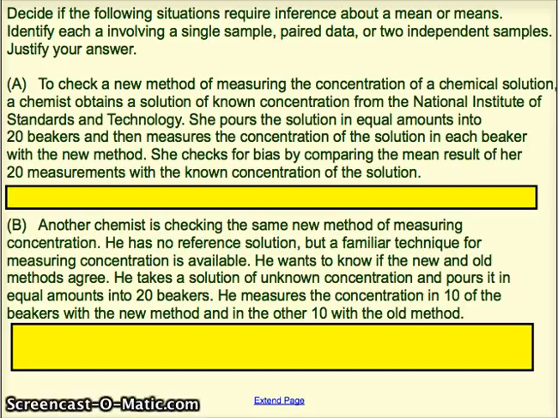And if it's one mean, is it about a single mean or is it about paired data? Or is it about two independent means or two independent samples? So give these a read and decide, is this a question about analysis of a single mean? Is it about paired data? Or is it about analysis of two means from two samples? Pause me and read and decide.